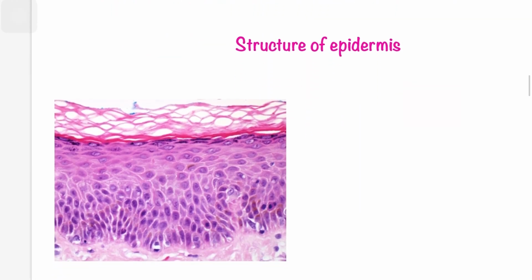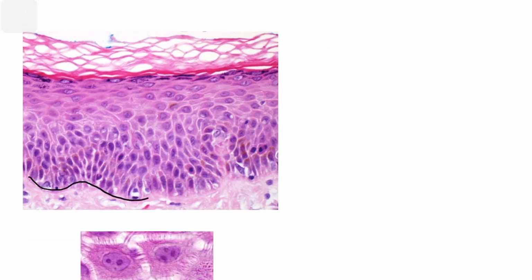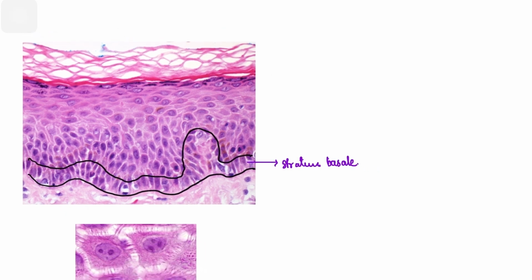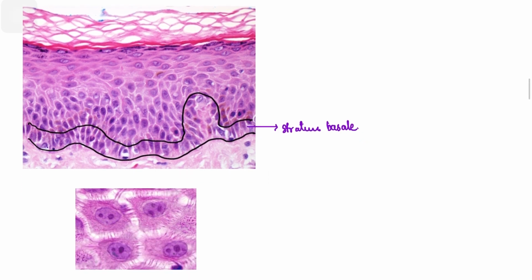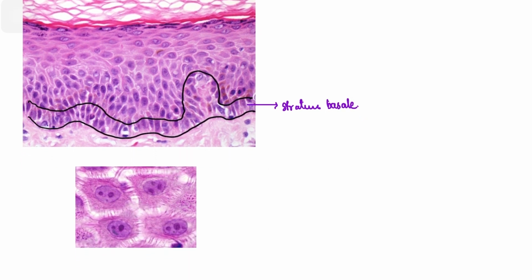So let's understand the structure of epidermis. The basement membrane, and immediately above the basement membrane there is a single layer of cells. This layer is called stratum basale. So what is it made up of? This stratum basale is made up of cuboidal or columnar shaped keratinocytes. It is a single layer.